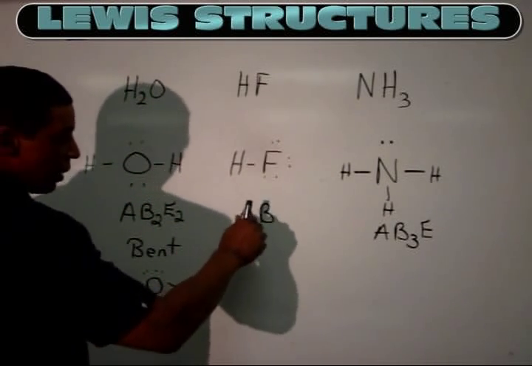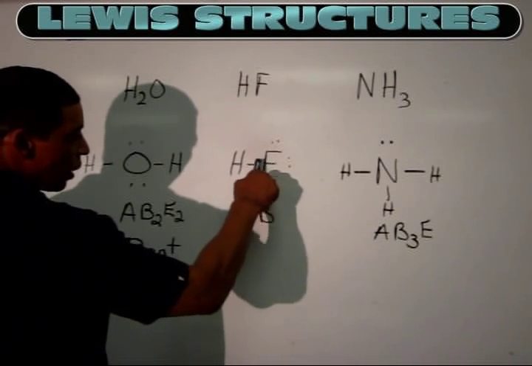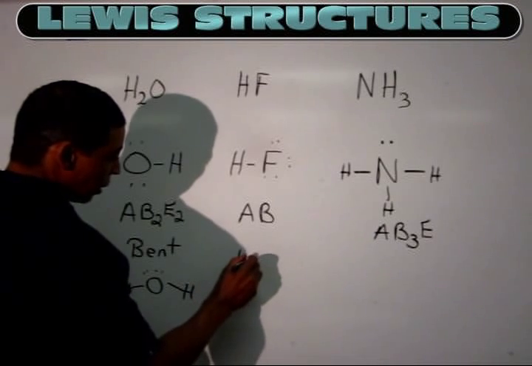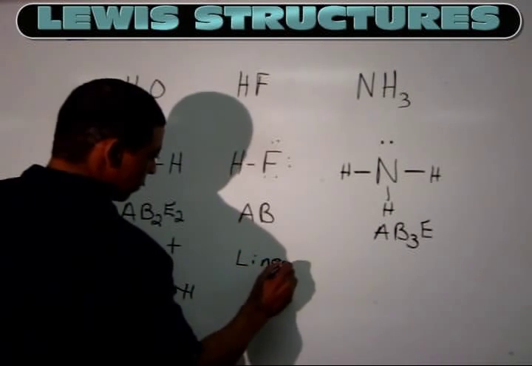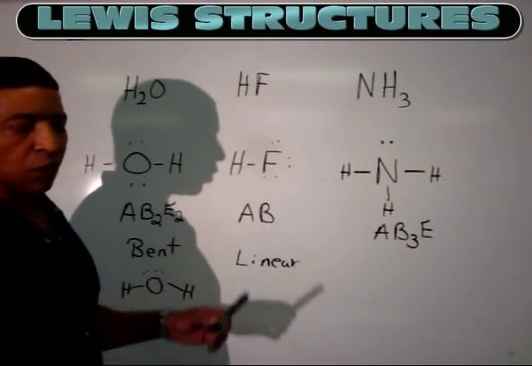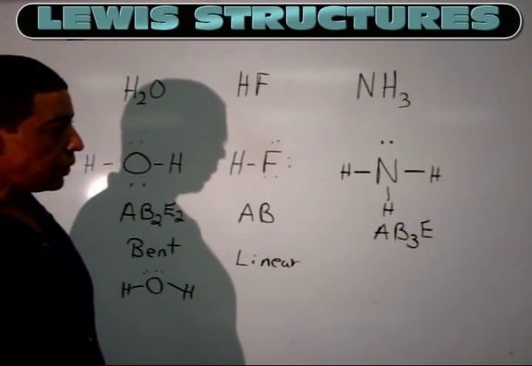In the case of an AB, or two elements combining via a covalent bond, this will always yield a linear shape. And the molecule is already written properly.